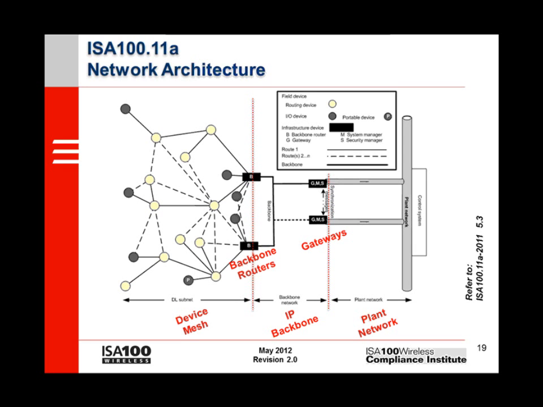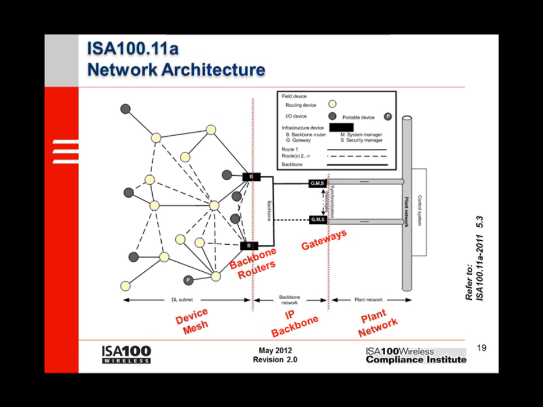We'll begin with a figure that you might already be familiar with, which is a basic reference diagram found in the ISA 100.11a standard. On the right, we have a plant network domain with a control system. The plant network is shown as connected to redundant ISA 100.11a gateways. In the middle, we have the IP backbone domain. The backbone provides coherent network services to the plant through access points that are called backbone routers. The backbone might itself be wireless, such as a high-performance Wi-Fi mesh.